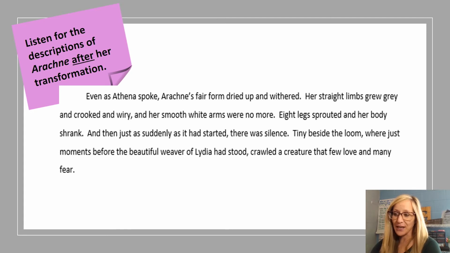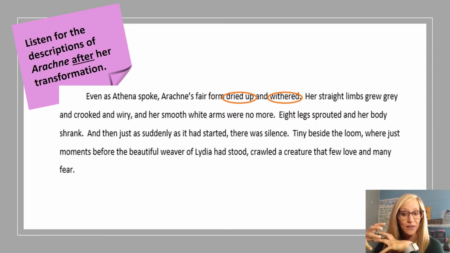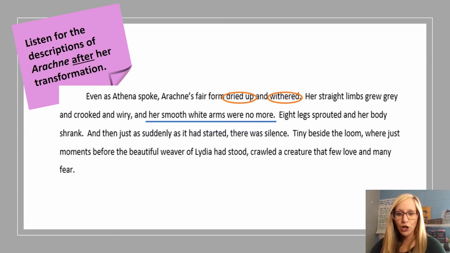So what did you write here? Because the author used some great language. I heard that after this transformation, Arachne here is being described as dried up and withered. Withered is another word for dried up and skinny, kind of like withered away. So did you capture those to jot down in your chart for the description of Arachne after the transformation? Dry and withered here are really used as negative words. And so I want you to look a little deeper at this phrase that her smooth white arms were no more.